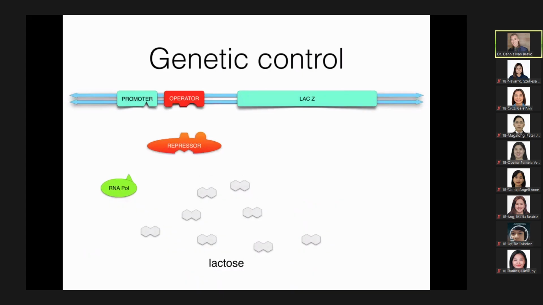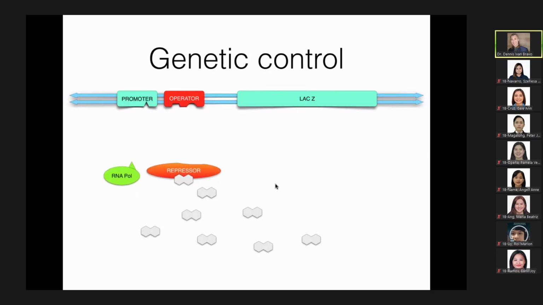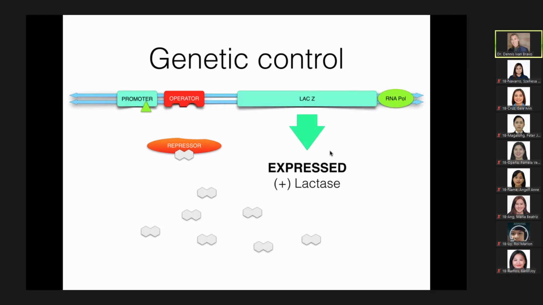But what if the sugar lactose is now present? Lactose binds to the repressor. This causes a conformational change on the repressor so that it loses affinity to the operator. This will now allow the RNA polymerase to have free access to the promoter region. The RNA polymerase, of course, would now transcribe the lactase gene into mRNA, and the mRNA is translated into the protein lactase.